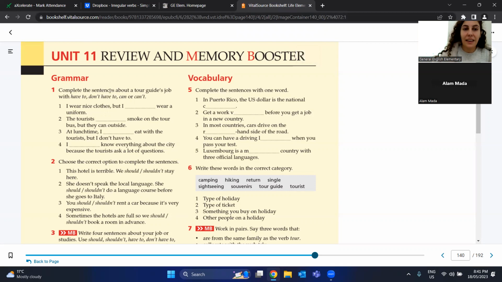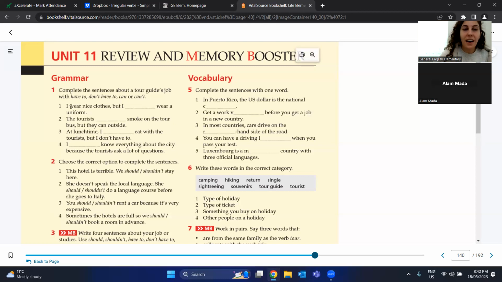Let's look at the Unit 11 review, and we're looking at have to and can, don't have to, and can't. I have to verb. So remember, when we say I have to, it's showing it's very important. I have to leave early. Bruno said to me, I have to leave early. I have to do something. It's very important.